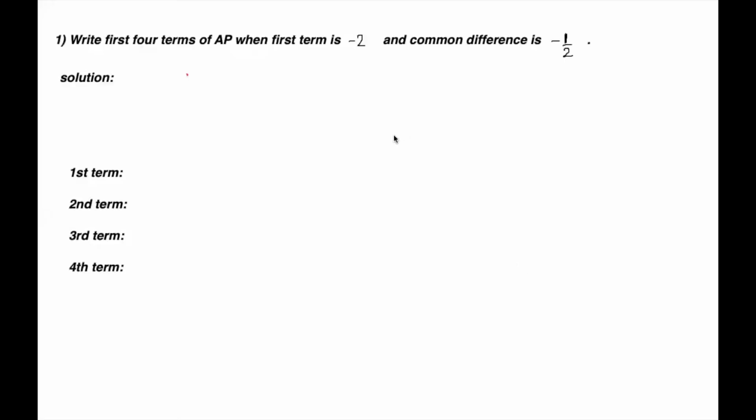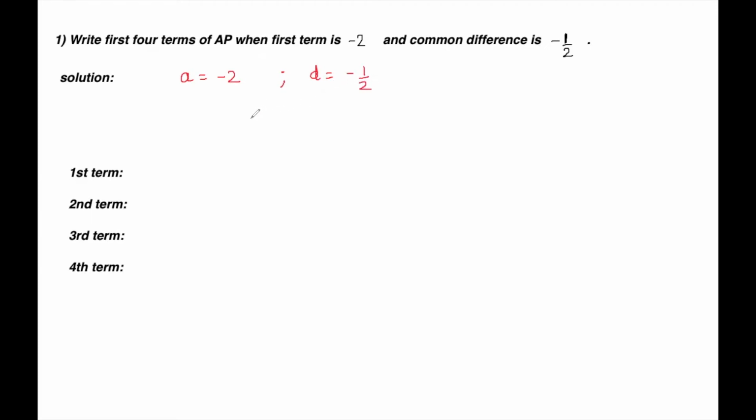So let us look at few questions now. So in the first question, it is given, write first four terms of AP when first term is minus 2 and common difference is minus 1 by 2. So we have the first term and we have the common difference, right? We know that the first term is denoted by A. So A is equals to minus 2 and the common difference is denoted by D. That is equals to minus 1 by 2, right?